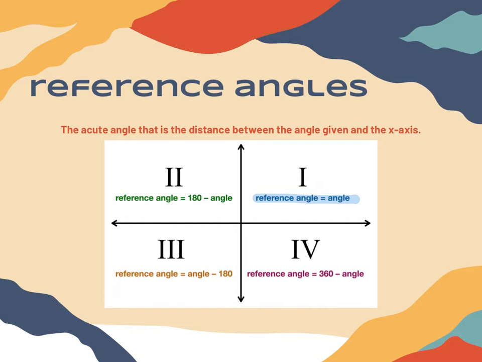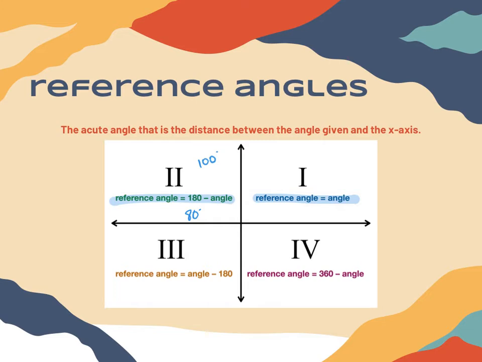The moment you get bigger than 90 degrees and you've crossed into that second quadrant, you find the reference angle by doing 180 minus that angle. So if I ask for the reference angle for 100 degrees, you would do 180 minus 100, and my reference angle would be 80 degrees. So again, if it's in the second quadrant, we do 180 minus the angle.